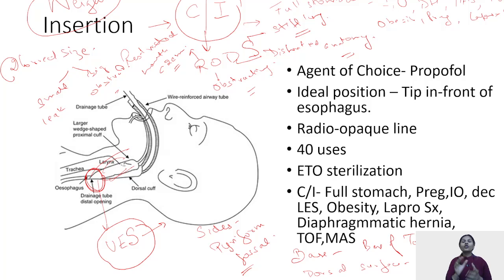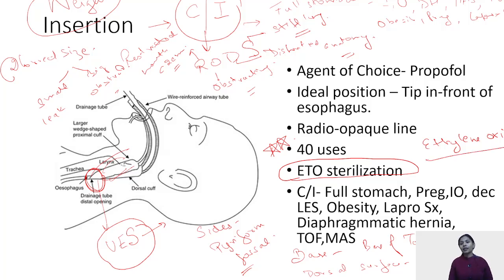Generally, these LMAs are disposable, but yes, they can be reused. They can be reused around 40 times. This is asked. They are reused around 40 times, and the method of sterilization for the LMAs is ETO, ethylene oxide sterilization. This is the sterilization process for the ET tubes also. Please remember, ethylene oxide.